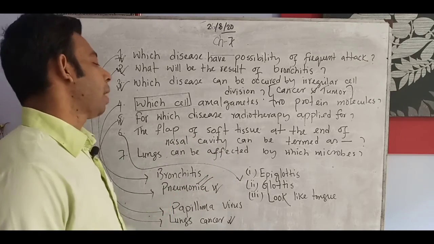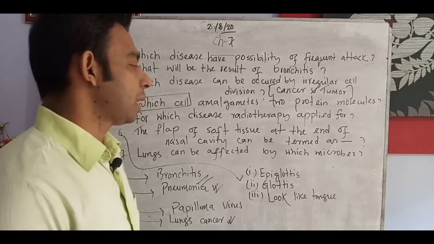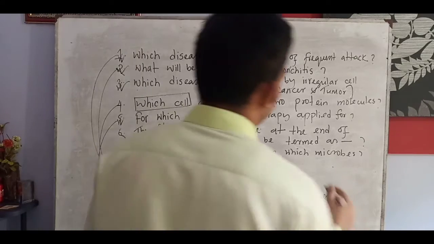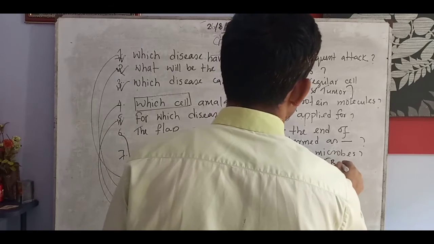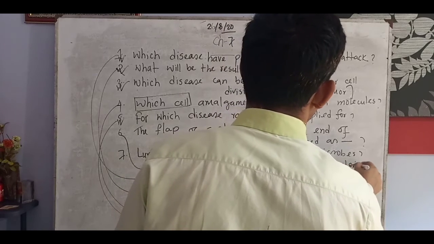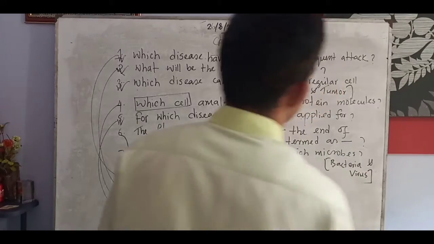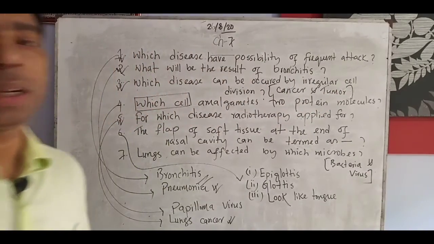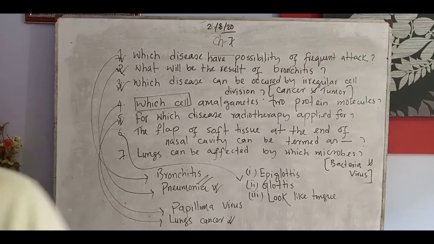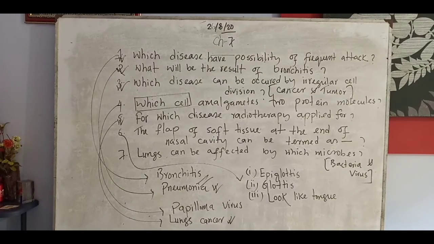Another one: lungs can be affected by which microbes? Lungs can be affected by both bacteria and virus. So lungs can be affected by bacteria and virus. It is important to know about that.